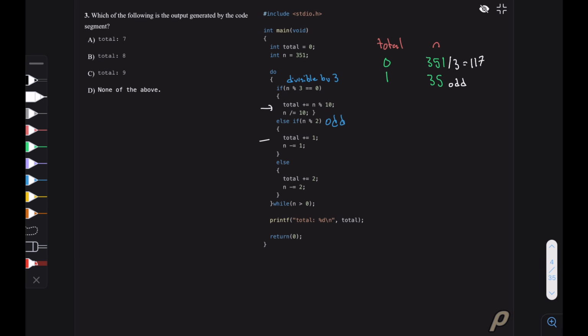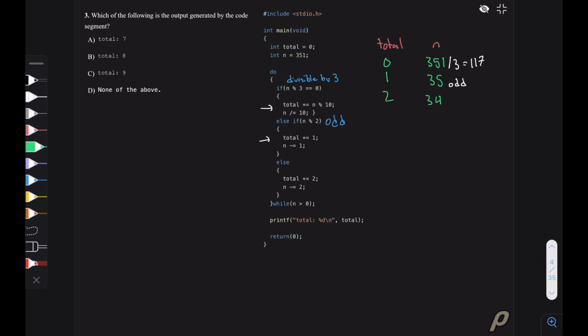So that means we're going to jump into this loop here. We're going to add 1 to our total, and then we're going to subtract 1 from n. So then, that's it for that loop. N is still greater than 0. I forgot to mention we needed to check that before, but n has been greater than 0 this whole entire time. So 34 is greater than 0. So now we go back up to the top of the loop.